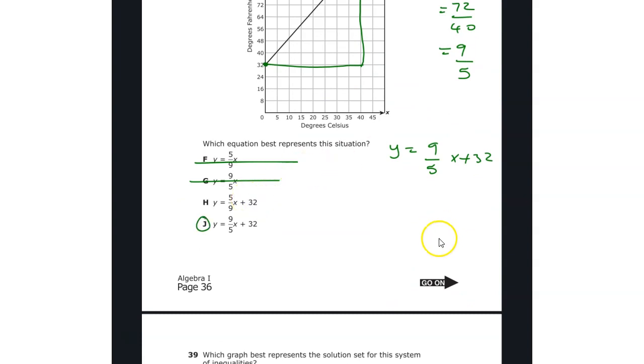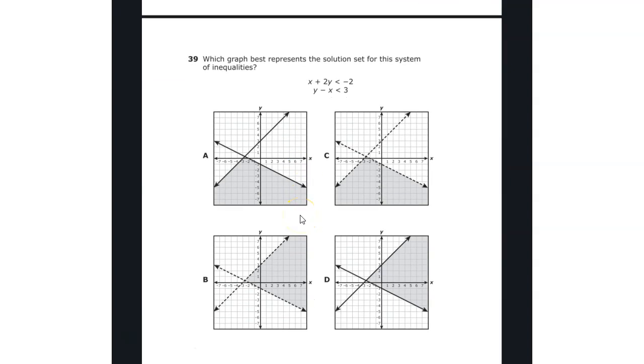Good. Number 39. Which graph best represents the solution set for the system of inequalities? Okay, so I'm going to go ahead and rewrite this equation so we have it in slope-intercept form. Because this is less than on both sides, we're going to cancel everything that has a solid line, because it has to be broken lines.